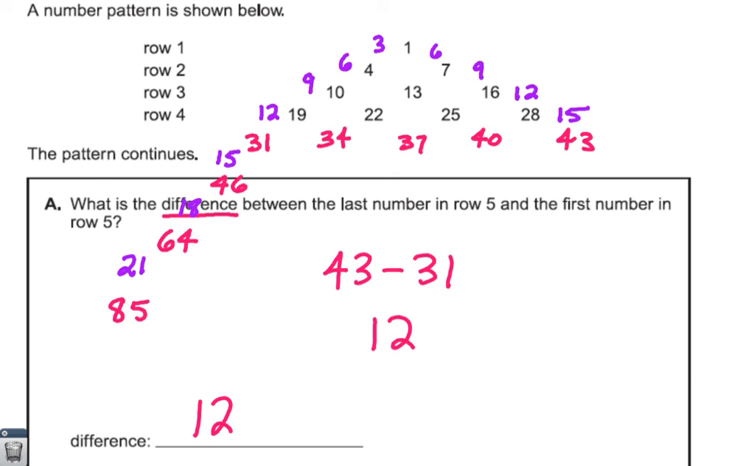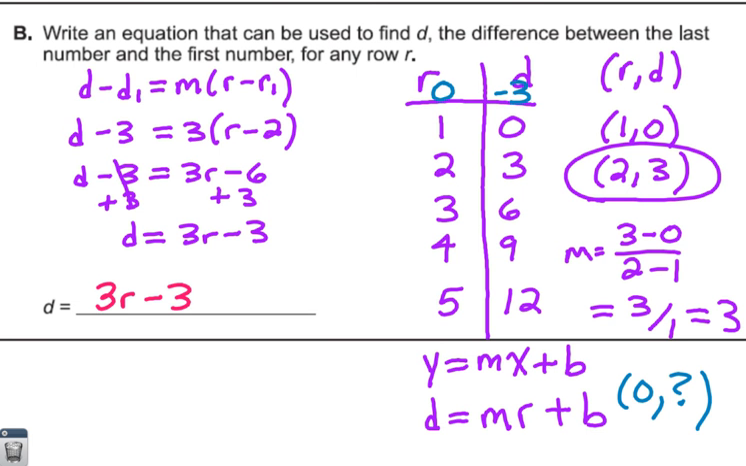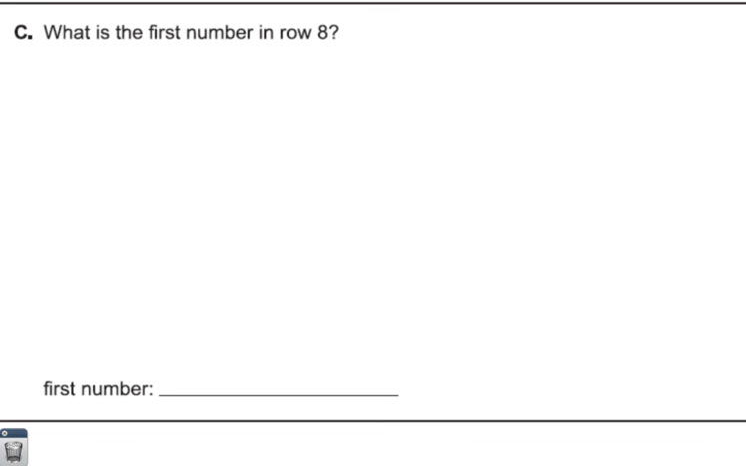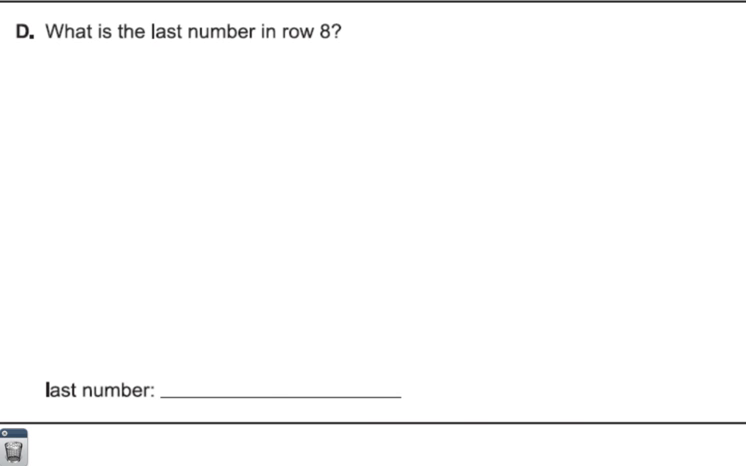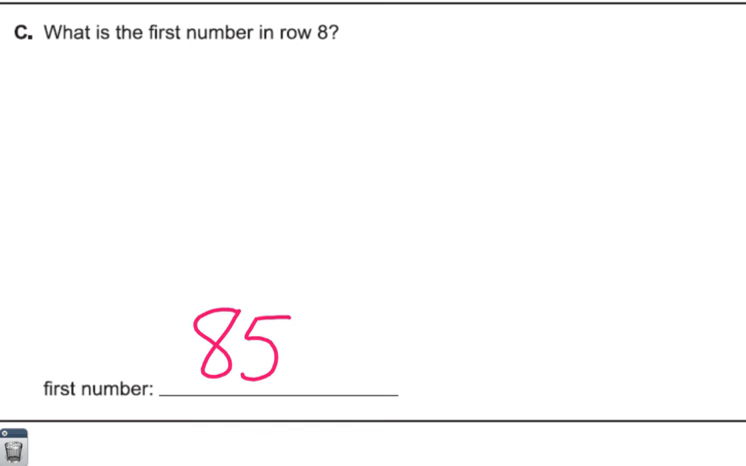All right. So there it is, 85. Like, that's part C, isn't it? There it is. 85. Sorry. All right, cool. But then part D wants the last number in row 8. I mean, come on. This is a little excessive at this point. This is unnecessary.